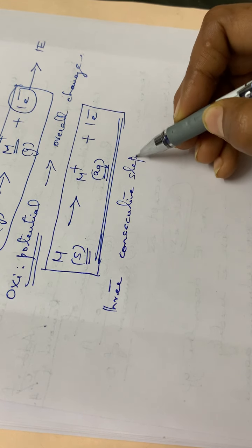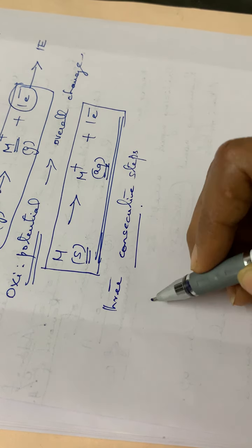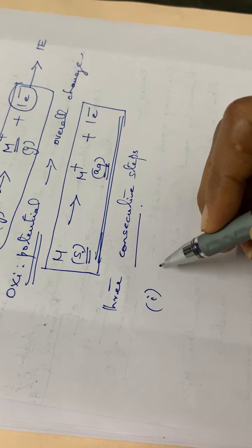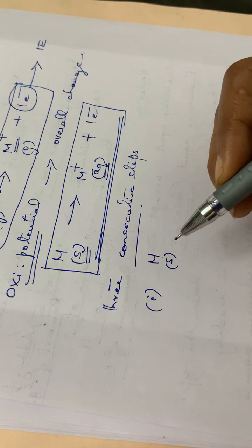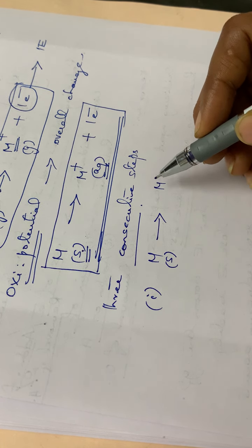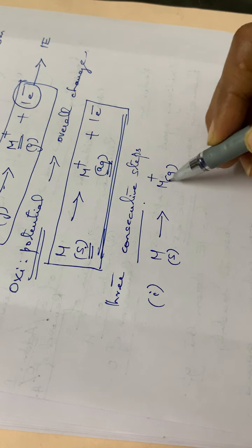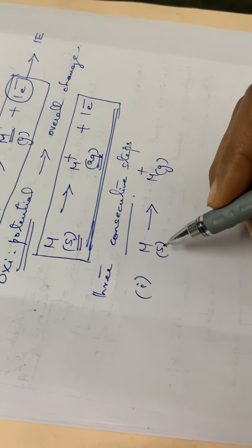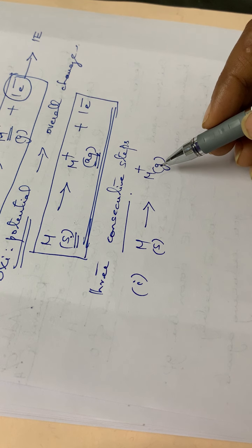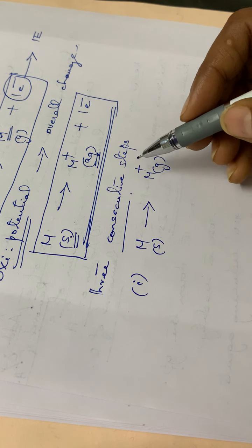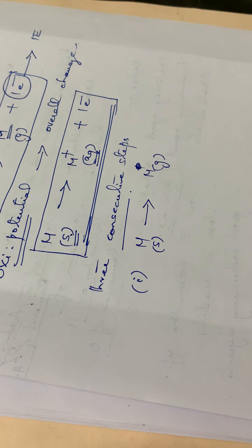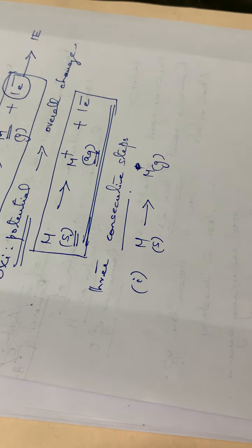involved in this change, that is, the first step, see here, in the first step this metal is in the solid state, isn't it? So it has to be converted to the metal in the gaseous state. Okay, so that is the first step. Sorry, there is no plus charge. So here this metal has to be converted to the gaseous state. That is the first step.